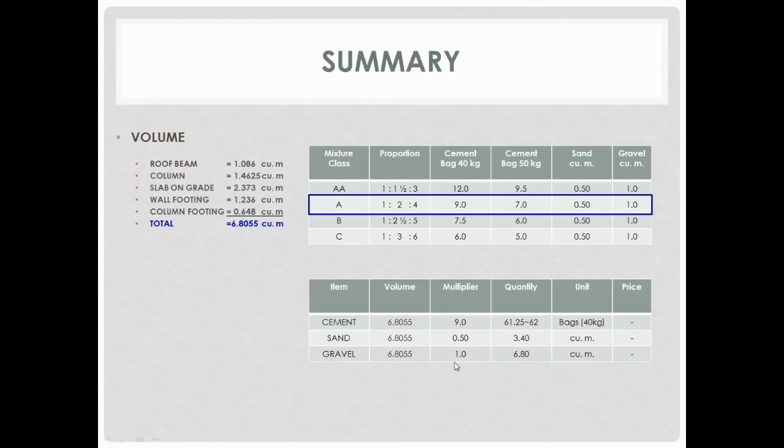So, yun. Ganun lang ang pag-estimate ng cement, sand, and gravel para sa konkreto na requirements nyo, pwedeng sa bahay nyo or kung ano man yung balak nyo gawin. So, yun guys. For concrete pa lang yan.